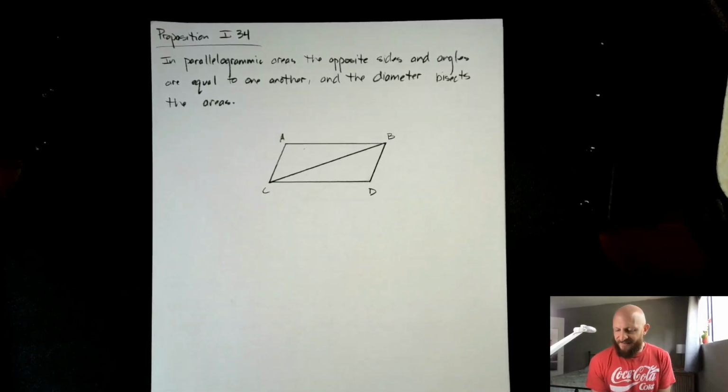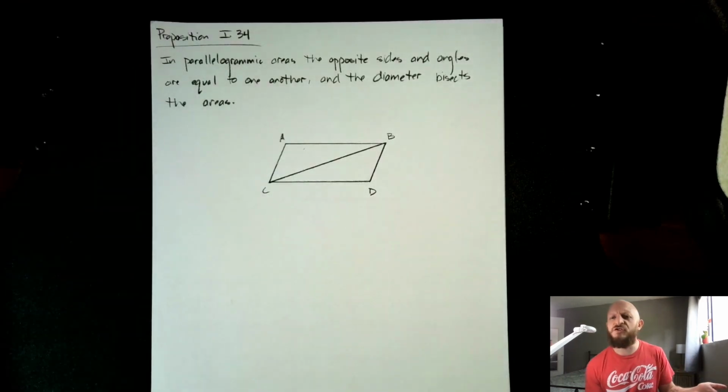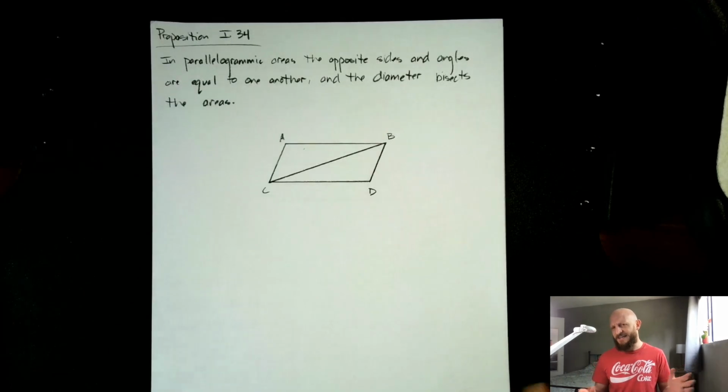Prop 34 says, in parallelogrammic areas, the opposite sides and angles are equal to one another, and the diameter bisects the areas. Yeah, it's kind of a tough word for me to say. Parallelogrammic. It doesn't come up very much, and somewhat annoyingly, parallelogram is not even defined by Euclid. It's just sort of assumed that you understand what's meant, which I think is very strange.